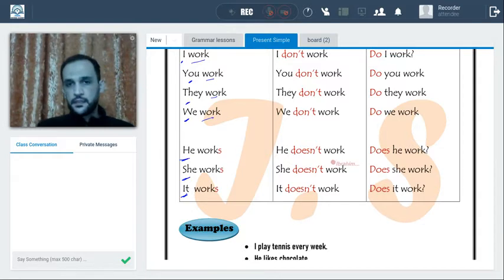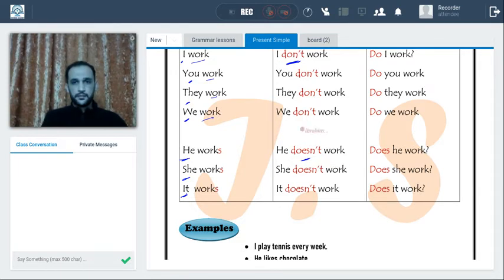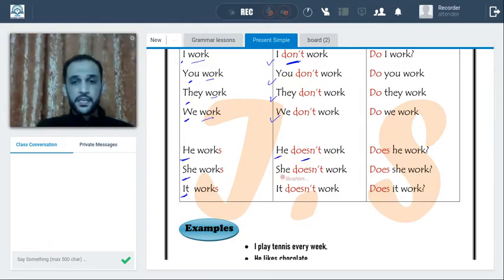If you want to make a negative sentence, you have to use don't or doesn't. Don't when the subject is I, you, they, and we. Okay? For example, when I say, I don't work, you don't work, they don't work, and we don't work. When the subject is he, she, and it, I use doesn't, as you can see. I can say, he doesn't work, she doesn't work, and it doesn't work.